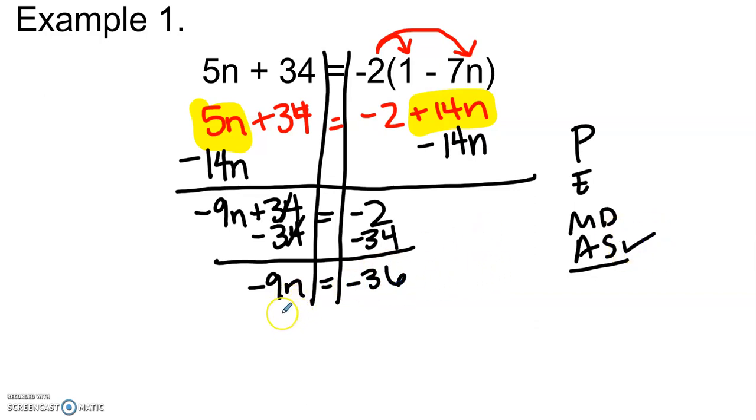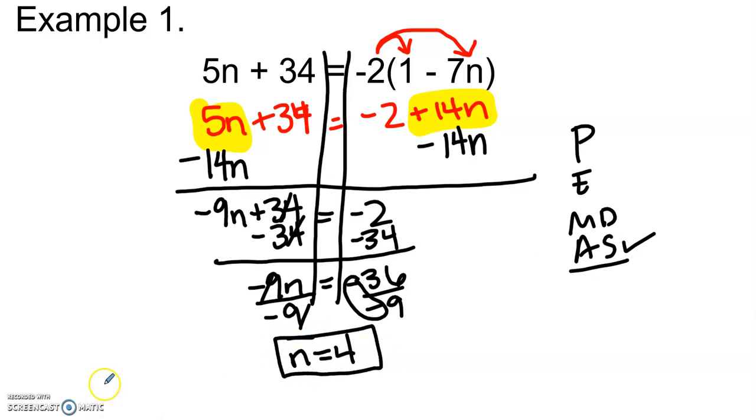Now let's undo multiplication and division. So on the left side, we have negative 9 times n. The opposite of that is to divide both sides by negative 9. Our negative 9's cancel out, leaving us with n equals a positive. So this negative divided by a negative makes a positive 4. You can always go back and plug this in to check your answer. Let's go look at example 2.